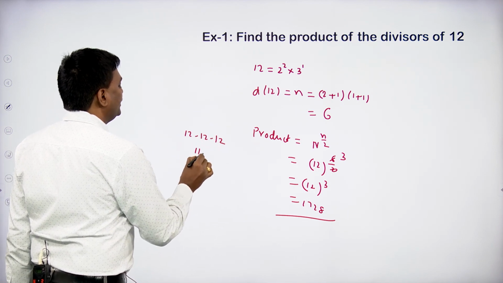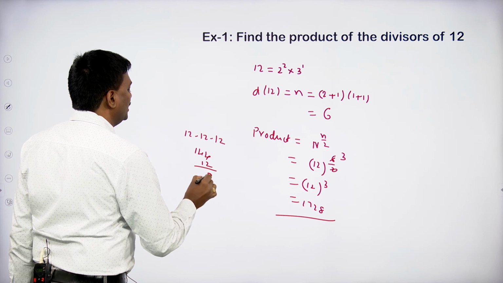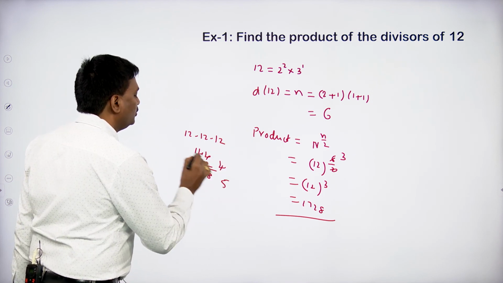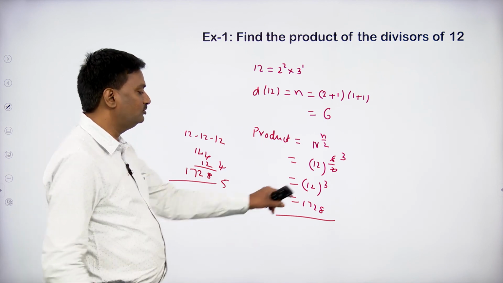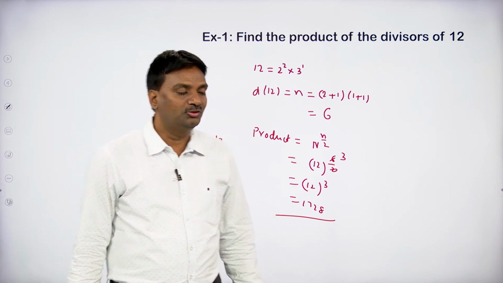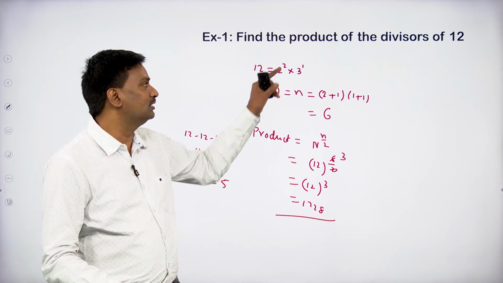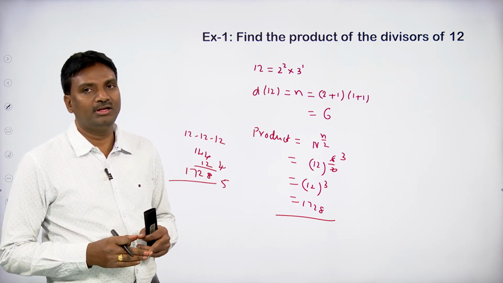12 into 12 into 12: 12 twos are 144, into 12. 12 fours are 48, 48 plus 4 is 52. 12 ones are 12, plus 5 is 17. So 1728. By using the formula capital N power n by 2, we can say the product of all divisors of 12 is 1728.